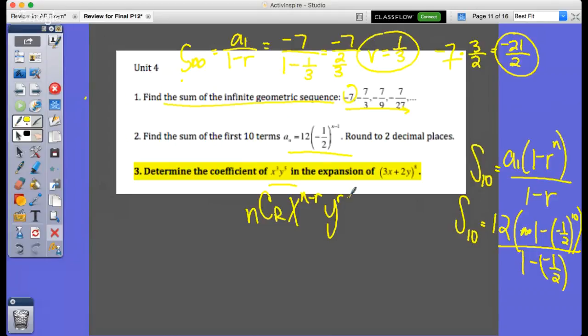N is always the highest exponent of what the binomial is taken to, whatever power it's taken to. So it would be 8 for n. Yep, that's exactly right. So we have 8 C. The R we don't know yet, right? This should be 8 minus something, and then Y to the R. Any ideas of what R would be here?